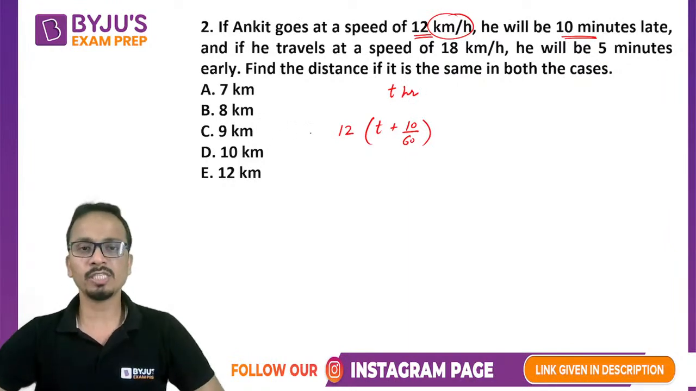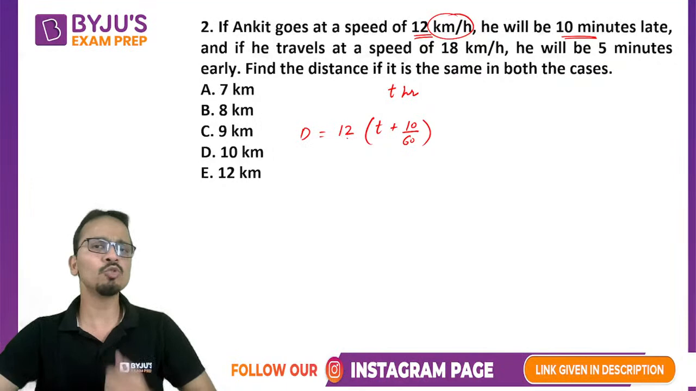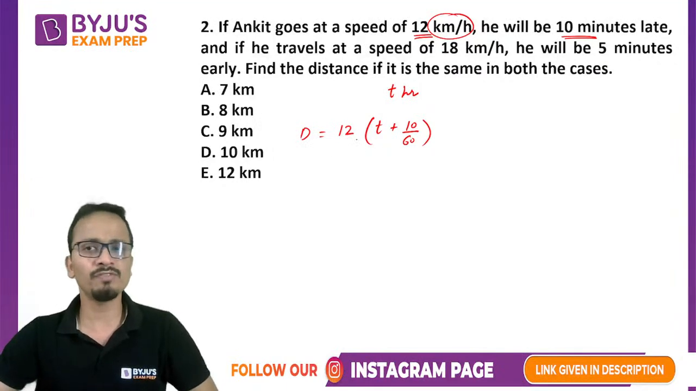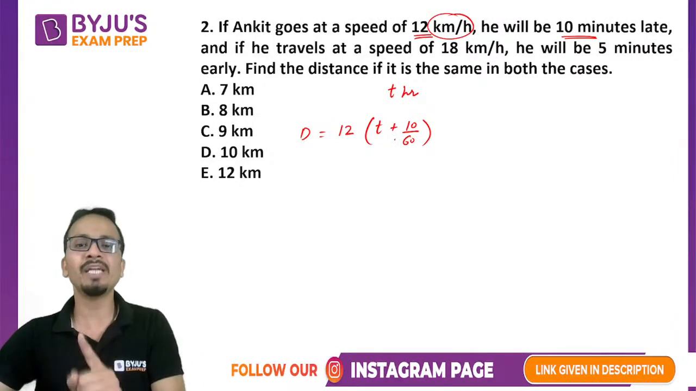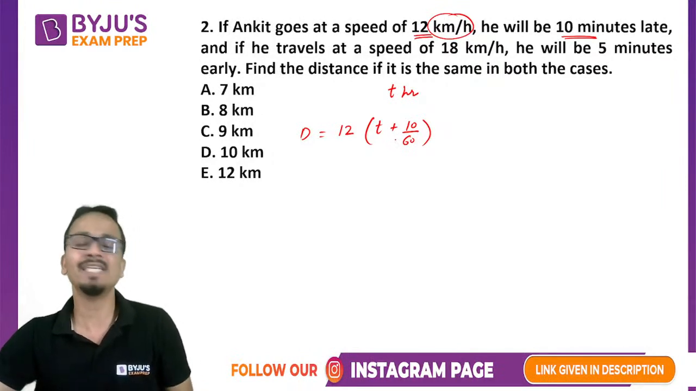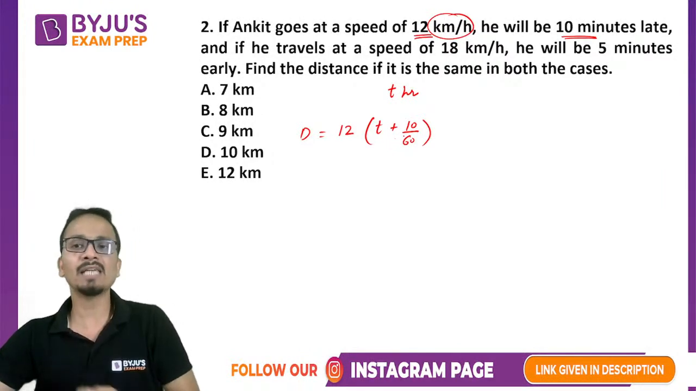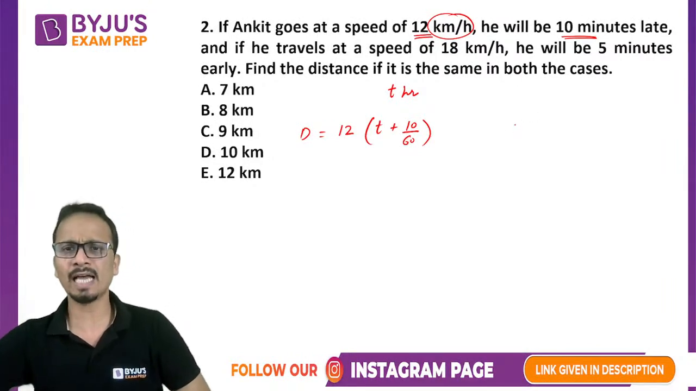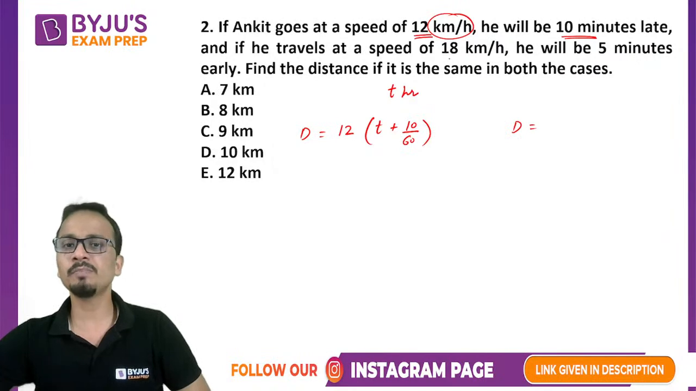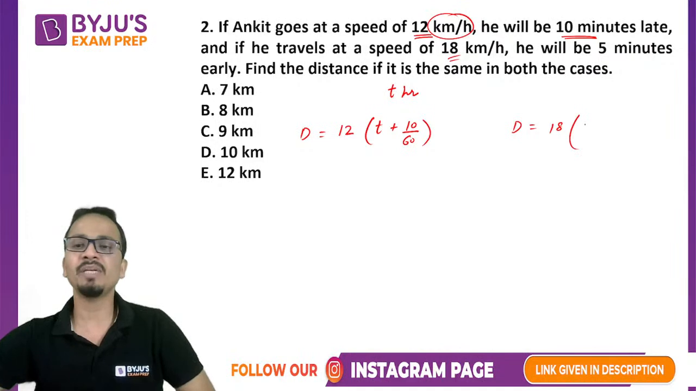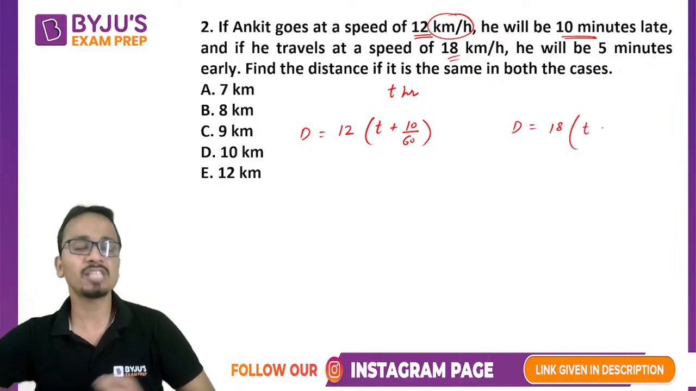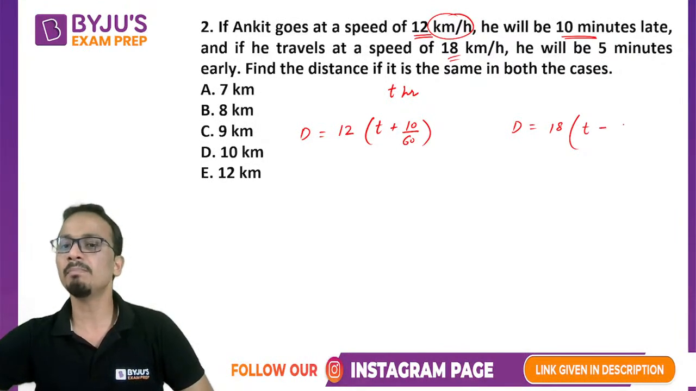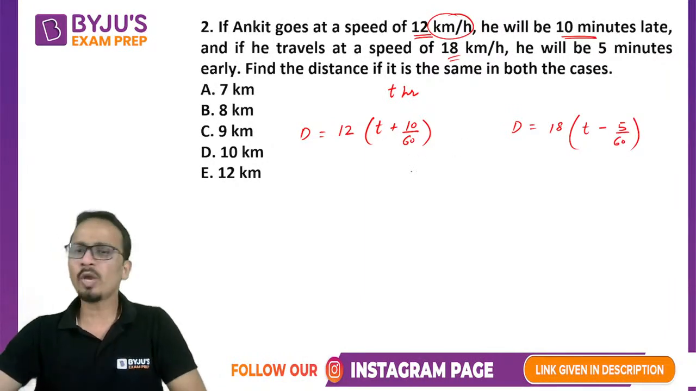So this is the distance. Distance is equal to speed into time. Speed is 12. The time that he is taking is 10 minutes more than the normal time. Now T is in hours, so I have converted 10 minutes into hours. Also, I can say that the distance will be, if the speed is 18, then he reaches 5 minutes early. That means he's taking 5 minutes less than the normal time. So T minus 5 upon 60. Now I have two equations for the distance.